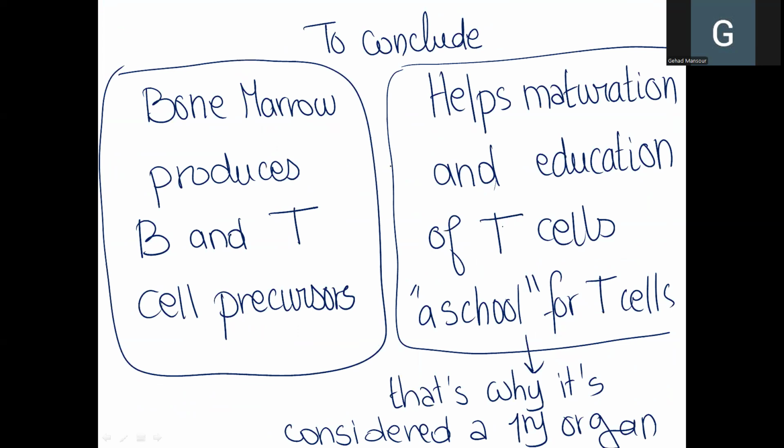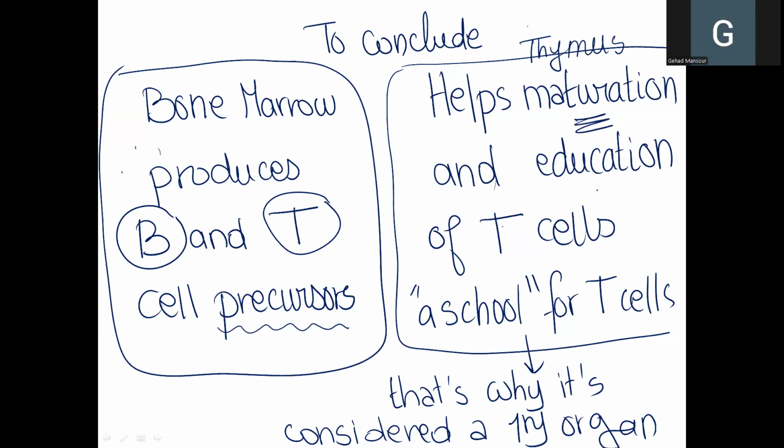So to conclude, the bone marrow is capable of producing not only T lymphocytes, but also B lymphocytes, but they are at the very beginning of their lives. They are called B and T cell precursors. The thymus, on the other hand, helps the maturation of the T cells after receiving the necessary education. So the thymus acts like a school for the T cells to get mature, educated, and immunocompetent.